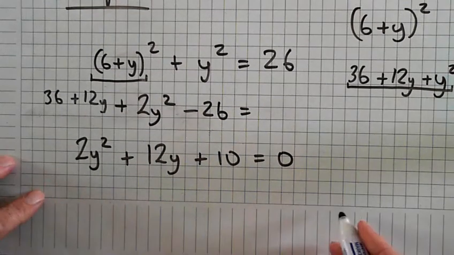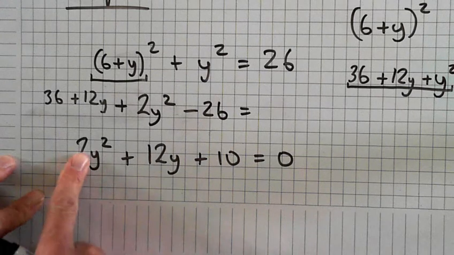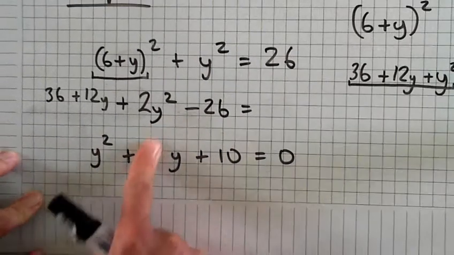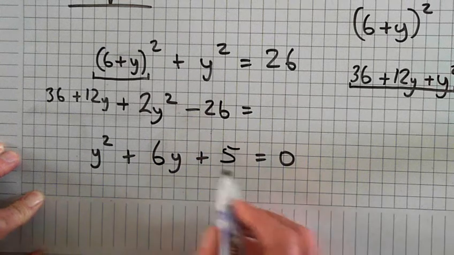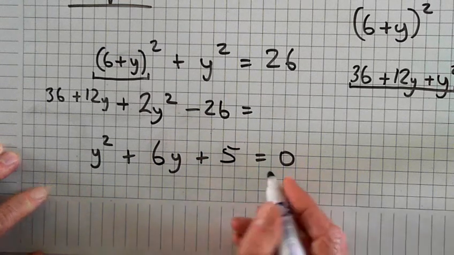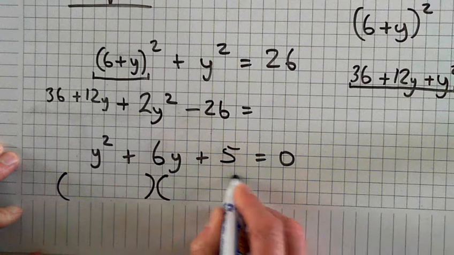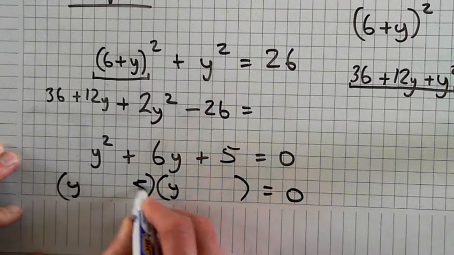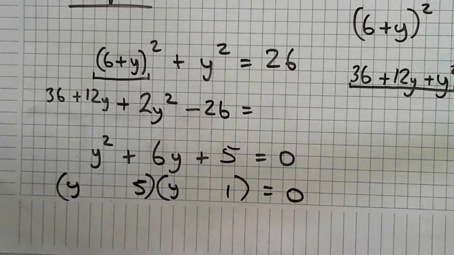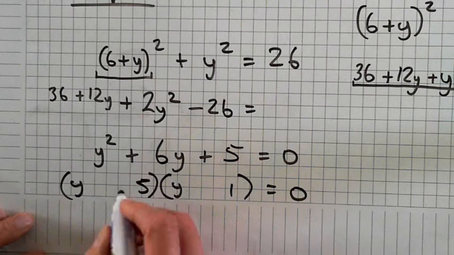What do we divide across by? 2. 2 into 2 goes once. 2 into 12 goes 6. 2 into 10 goes 5. The factors of 5 are 5 times 1. How do we get 6?